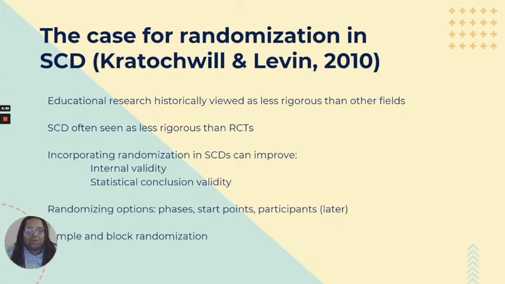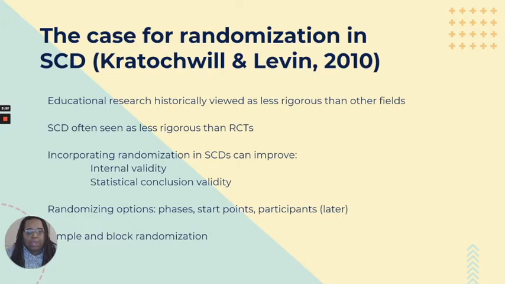validity. So from an internal validity perspective, you could take an A/B design and use randomization with random phases and now have a more internally valid design. And for statistical conclusion validity, there are different statistical tests that you can run to look at the randomization in your design and determine whether it was effective.